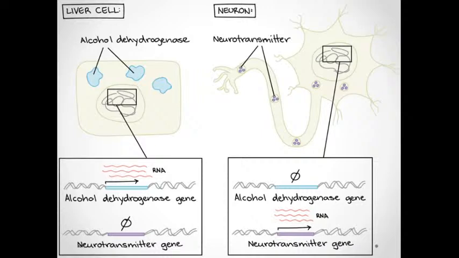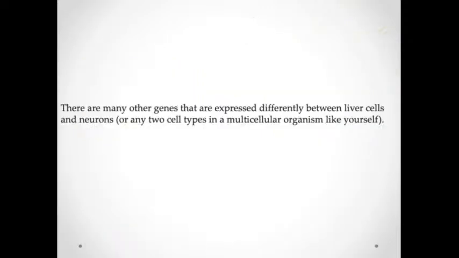So that's why each cell type, liver cell, brain cell, they're acting differently. They have different roles. They have different functions. They have different production of proteins. They have different sets of working things. So there are many other genes that express differently between liver cells and neurons.